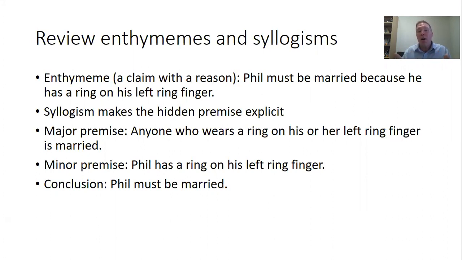So, in that argument, there's a hidden premise. That's the major premise here. Anyone who wears a ring on his or her left finger is married. Phil has a ring on his left finger. There's my minor premise. Conclusion: Phil must be married.